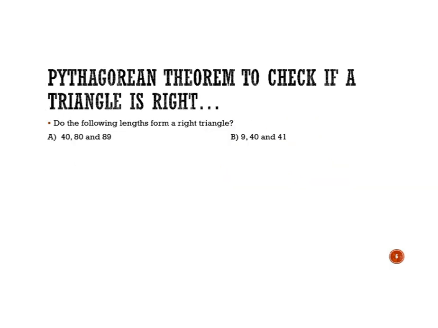We can also work backward and check if a triangle is a right angle triangle. So for example, do the following lengths form a right triangle? So imagine that we have a triangle. We're just going to sketch. We want to know here, is it a right angle? So for example, we have 40 here, 80 here, and 89. Does this form a right angle triangle?